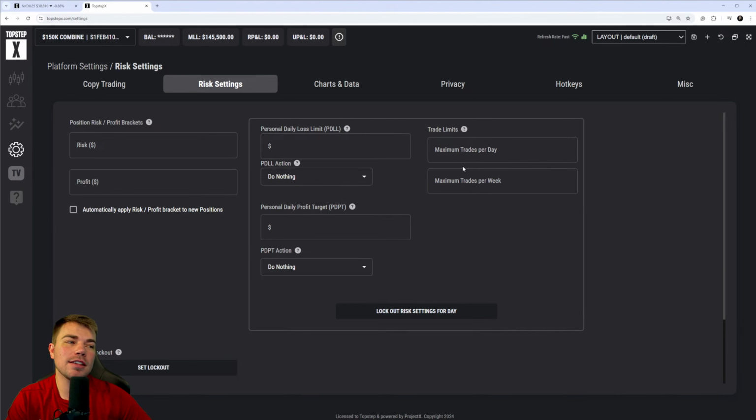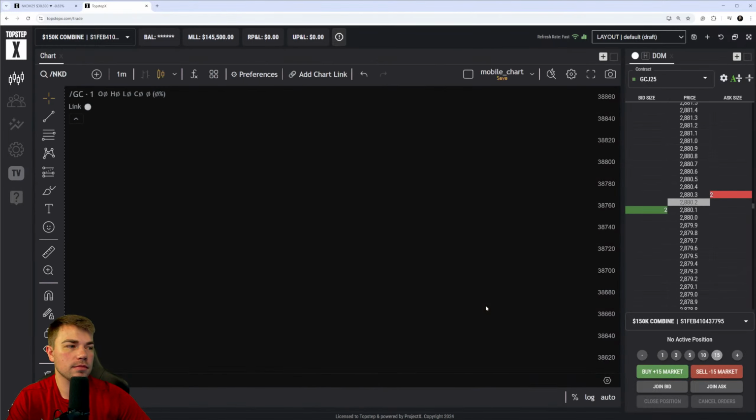But at least you could have the time to put this in, and then you'd have to click this button to lock out these risk settings for the day. But then you have to come in and do it every day, right? So it does take some discipline, because if you don't do that, you have the tendency to just place another trade. So that is what should help you. I love this. I absolutely love this.